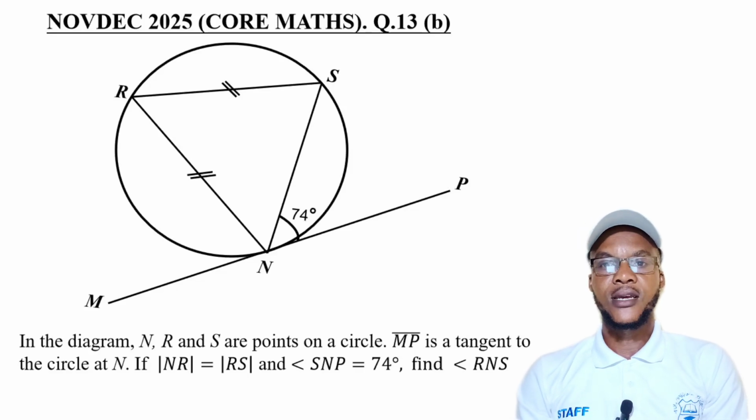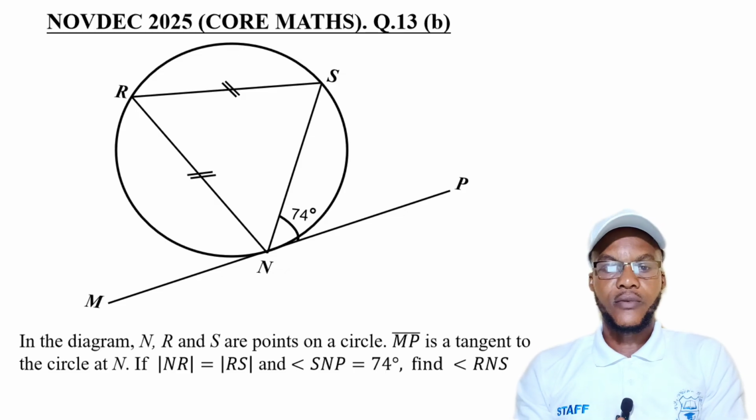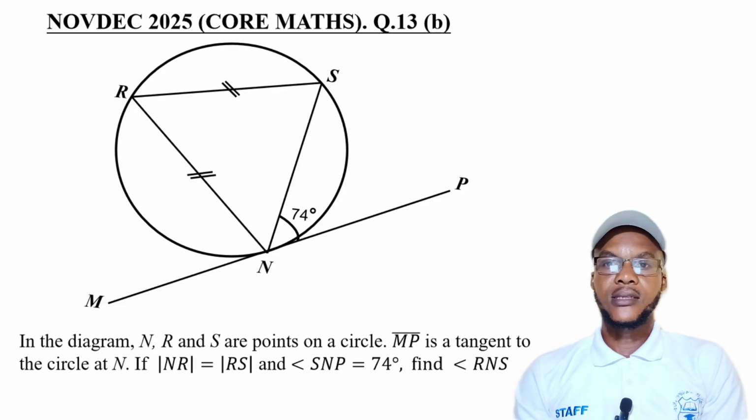We are still on circle geometry. In our previous lesson, we solved the WASSCE 2026 for private candidates. Today we are going to look at the NOVDEC 2025, question 13B. This one we're not going to waste time on. Let's quickly look at what this question asks.